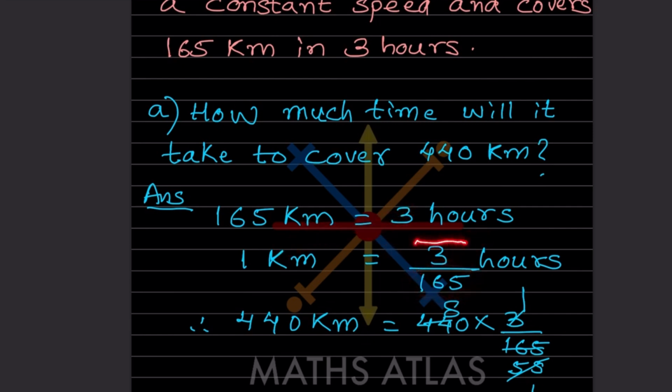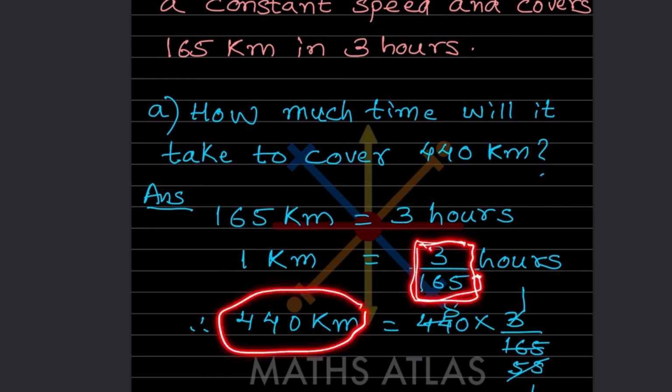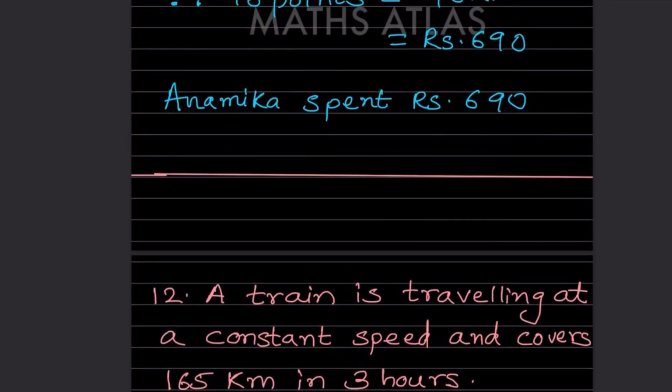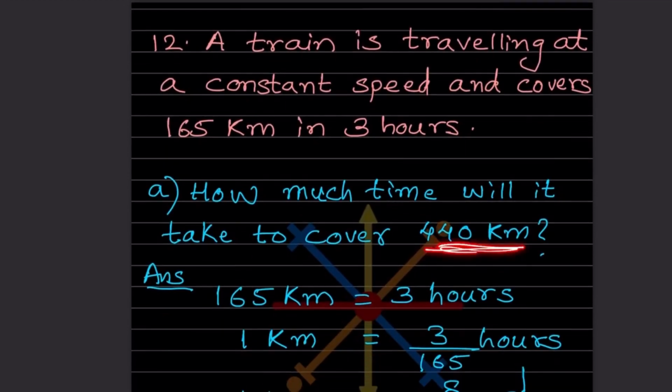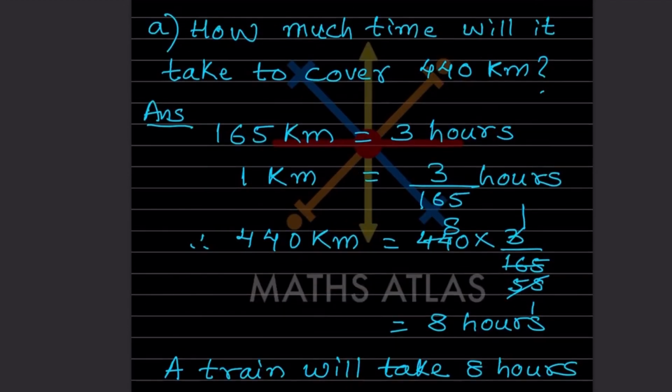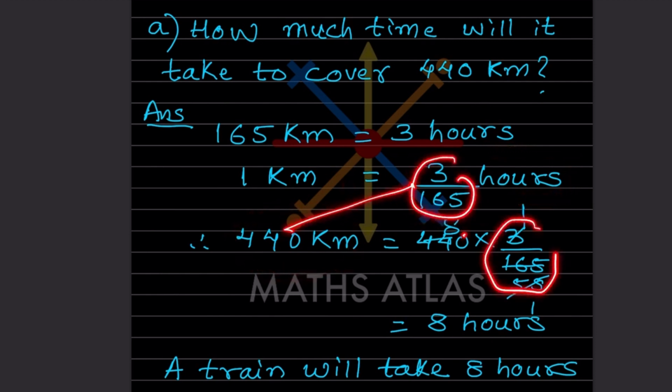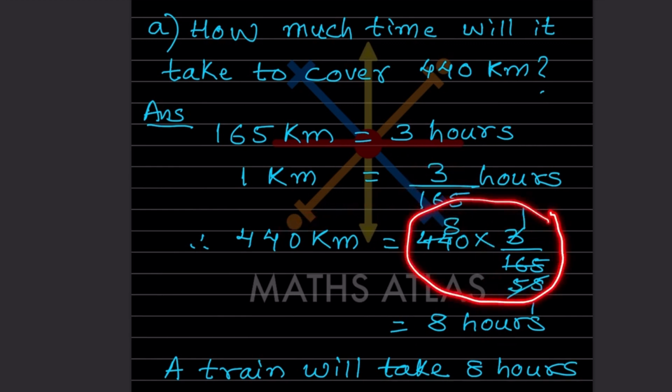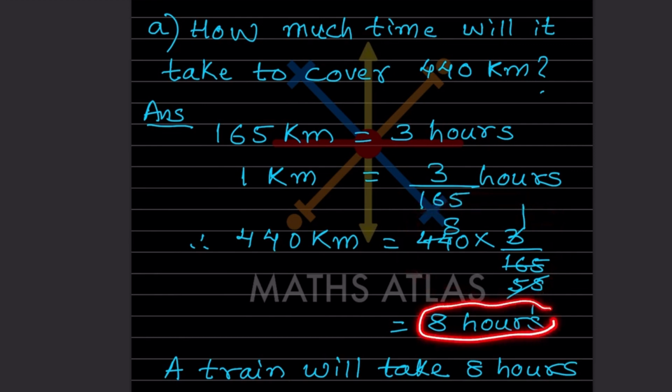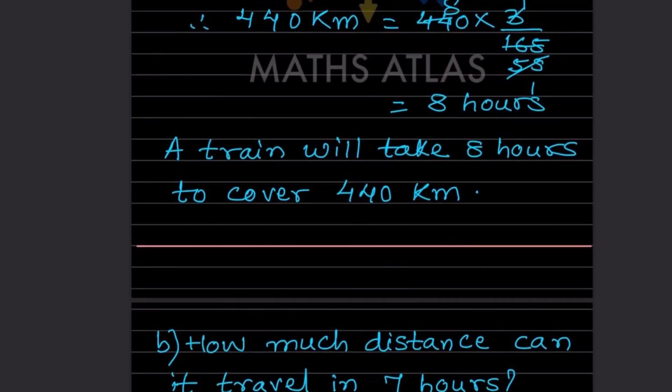So now what I have done, I kept this as it is, because we can also simplify this one, or we can keep it as it is. Why? Because we have to solve further. So here, how much does it ask? This is 440 kilometers. So for 440 kilometers, 1 kilometer is this many hours. So for 440, what will you do? We are going to multiply. So 440 into this 3 into this one. When you simplify this, you just see the cuttings. You can do it any way, whichever you feel easy. So that comes to be 8 hours. So a train will take 8 hours to cover 440 kilometers.